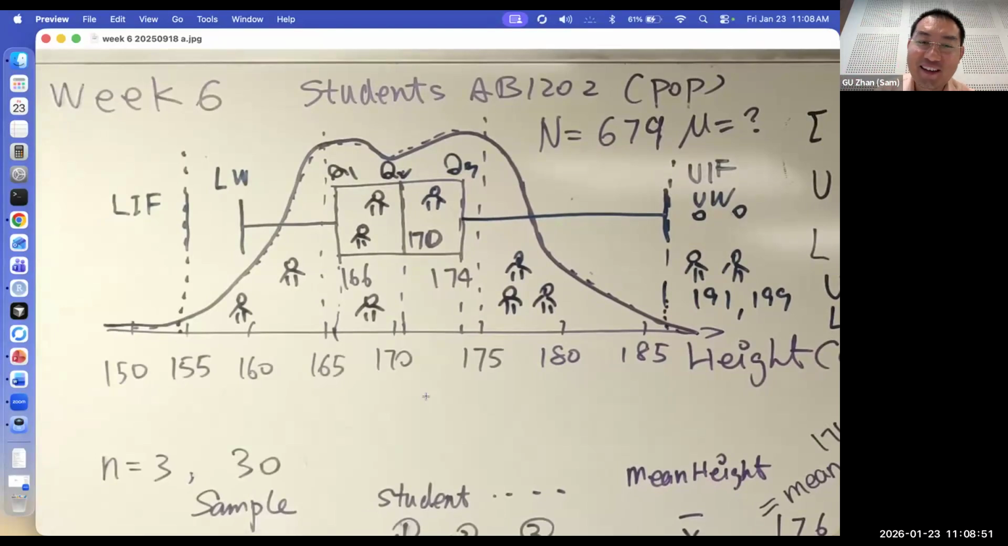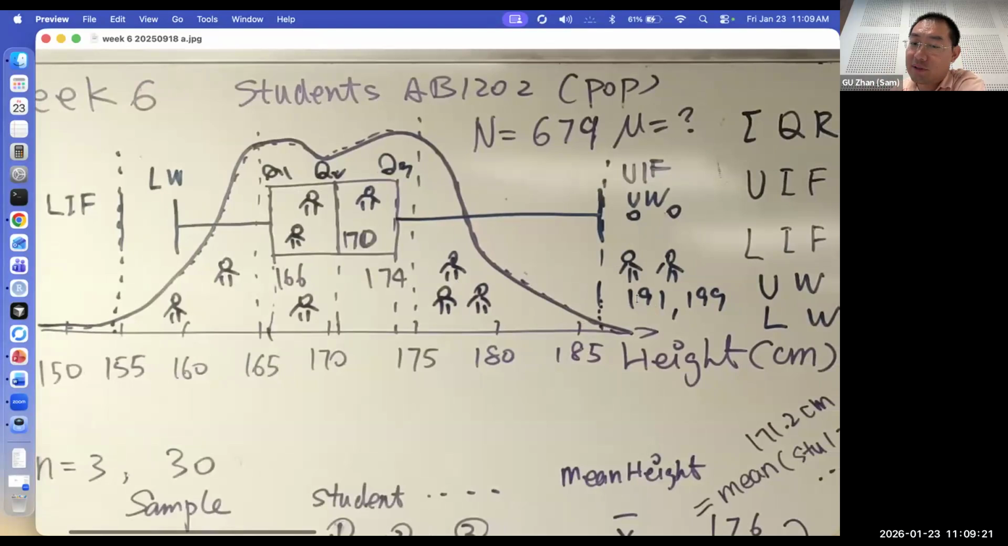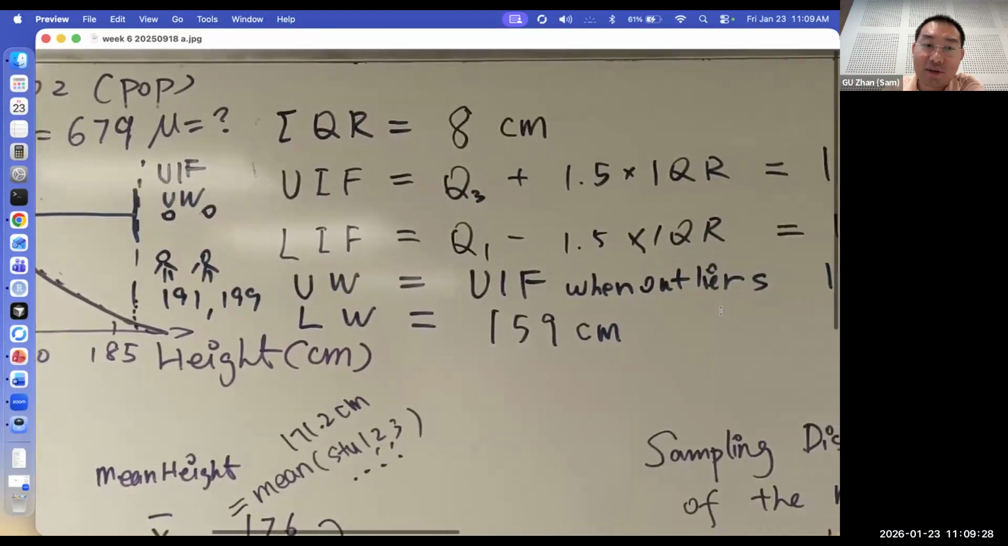Now next I'm going to tell you the Q1, the first quartile value, is 166 centimeter, the Q3 is 174, and the median is 170 centimeter. Next, I want you to draw the box plot, basically determine the lower inner fence, lower whisker, upper inner fence, upper whisker. Oh, I also mentioned there are two persons who are very tall in our class, 191 centimeter and 199 centimeter.